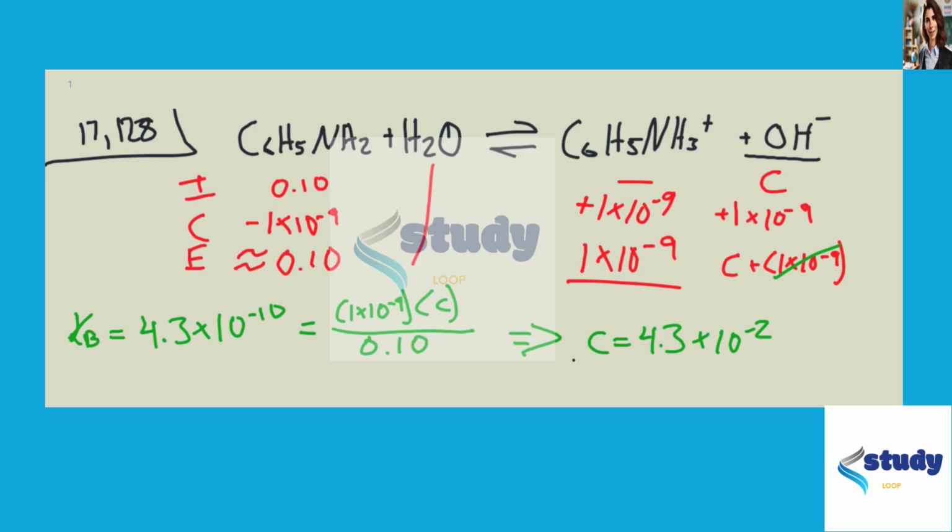So the question is asking us to find the concentration of NaOH. So this here should be a molar value, since all of our values were molar in the table, 0.1 and 1 times 10 to the minus 9. So this here is the concentration of sodium hydroxide, which is necessary to keep the anilinium at this concentration.